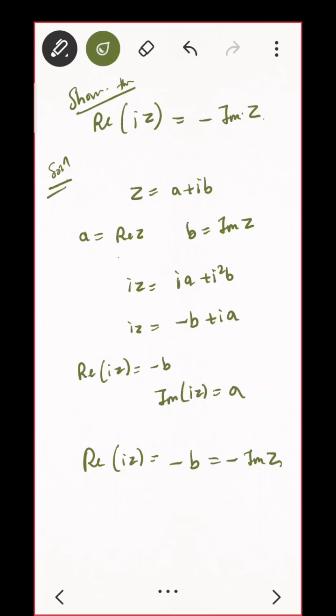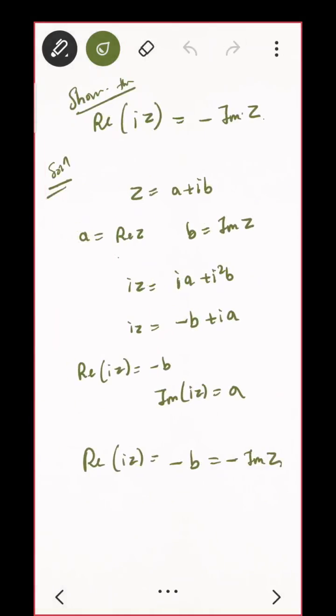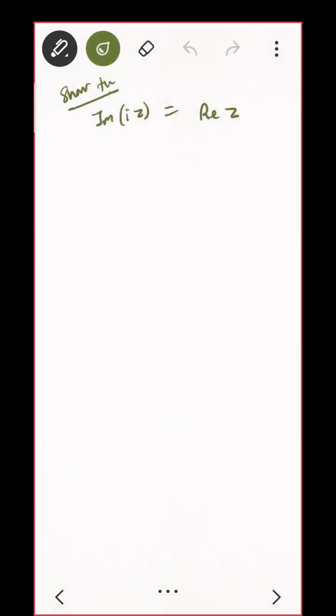That was your second question actually, if you see. So both are same. Do you see? Imaginary part of iz is same as real part of z. That was your second case, so we already did here. Imaginary part of iz is same as real part of z. Good. Okay, so we cancel that.